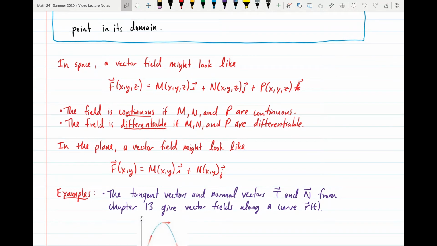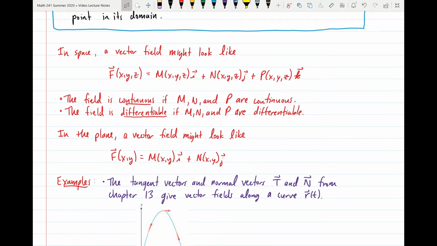So in space, a vector field might look like the following equation that I have here. The vector field here is going to be the function f, which is a vector valued function. And it's given as a function from three-dimensional space to a three-dimensional vector. So the output is going to be a three-dimensional vector.